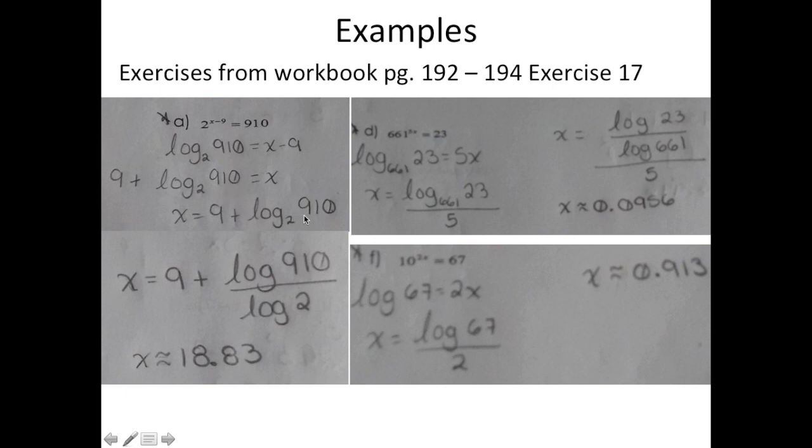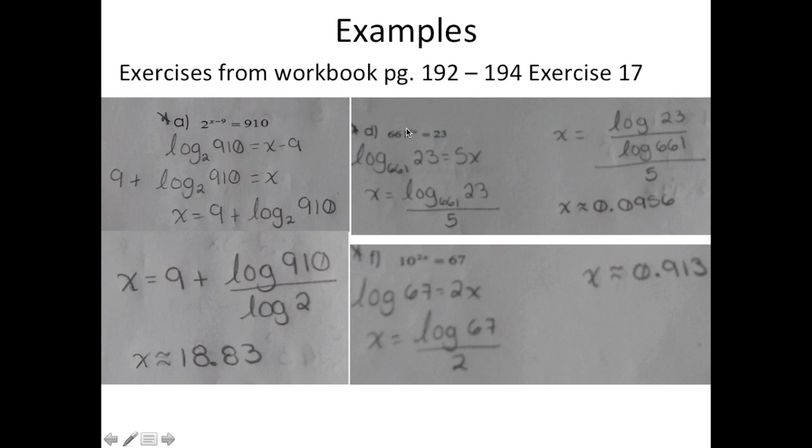If you are allowed to use a calculator, this is the exact value, but if you are allowed to use a calculator, then you can do a change of base here so that you can evaluate it. And you can change log base 2 of 910 into log of 910 over log of 2. You put it in the calculator and you add 9 and you get approximately 18.83.